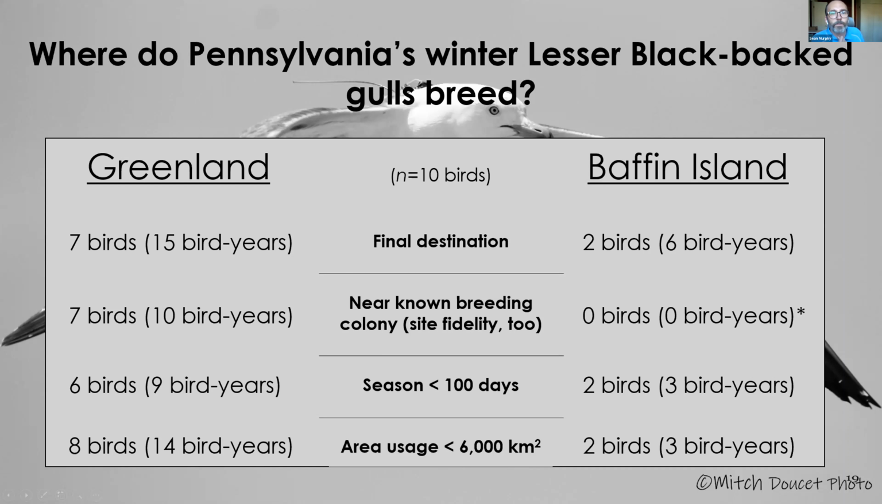And then their area usage was below 6,000 square kilometers, to infer that they might be tied to a colony and a nest. And 8 of the Greenland birds did, and 2 birds at Baffin both did in different years. So again, we're inferring a lot here, making some assumptions, but it appears that these birds are nesting in Baffin, and what was assumed, that birds would be nesting in Greenland, and they are.